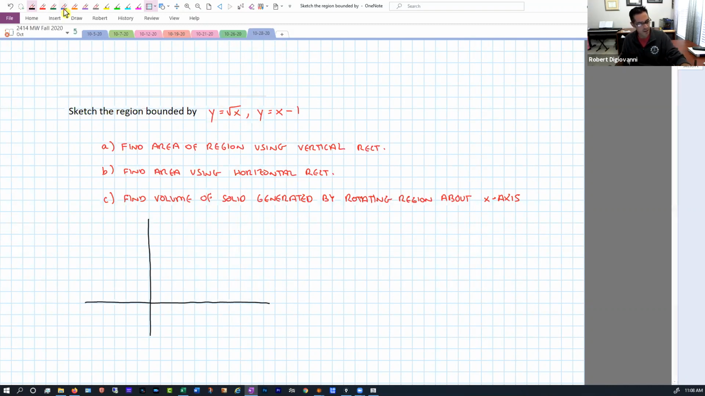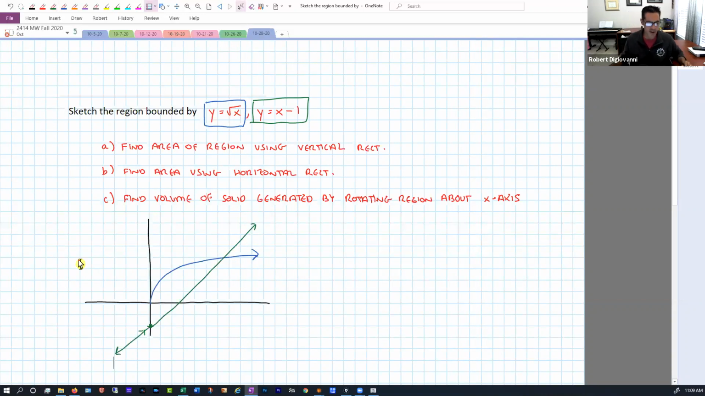So the region looks like this. I have square root of x, which I need to know what that looks like. It looks like this. That's going to be my blue curve here. And then I'll use a different color. I'll use green. X minus 1 is just a line. It has a slope of 1, and it's been moved down 1. So let's say that's -1 there. I know my line goes and does something like this.